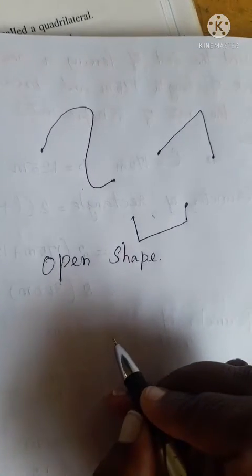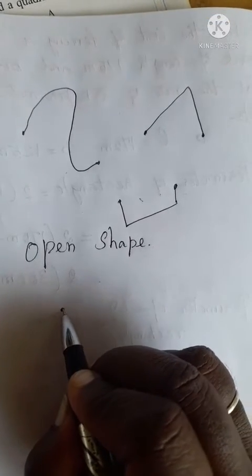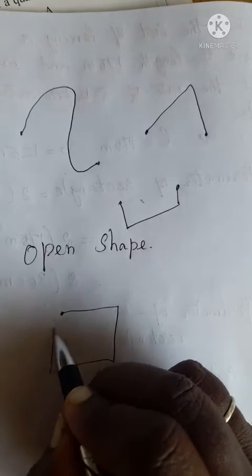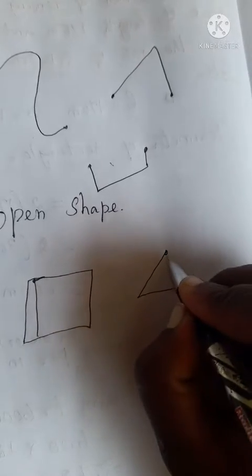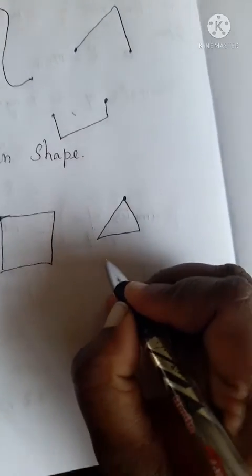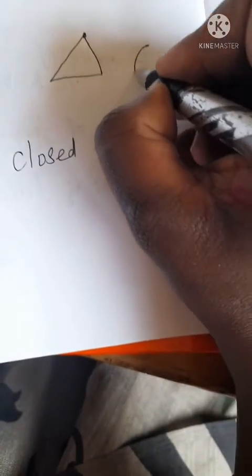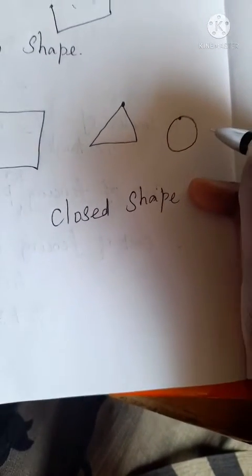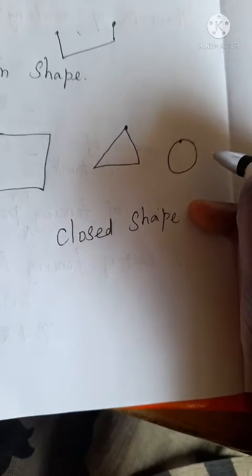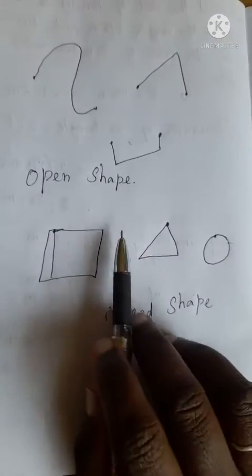Now, a shape that begins at one point and ends in the same point is called a closed shape. It has to start and should end in the same point. Okay, so simple closed shapes. Open shape means it won't be closed. Closed shape means it will be closed only.